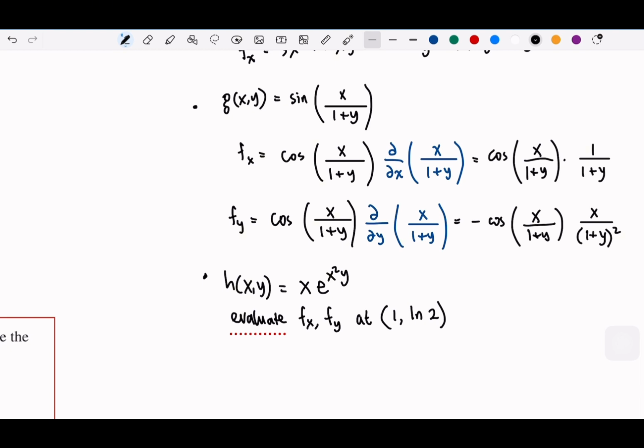Well, actually, this is not f. This should be g. I'm writing f to make sure that you understand that all these are partial derivatives. Okay, so now the question is still the same. Maybe this is not f. It should be h. But I hope you understand why.